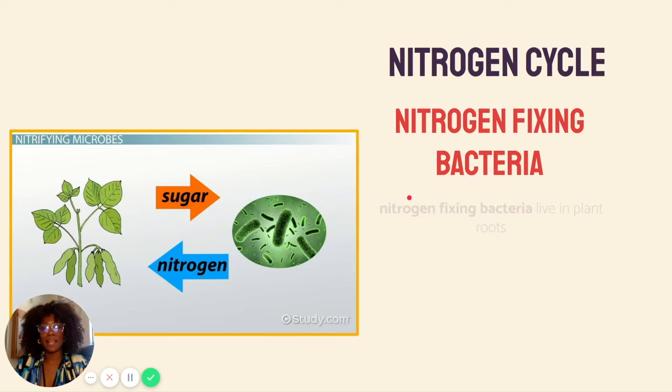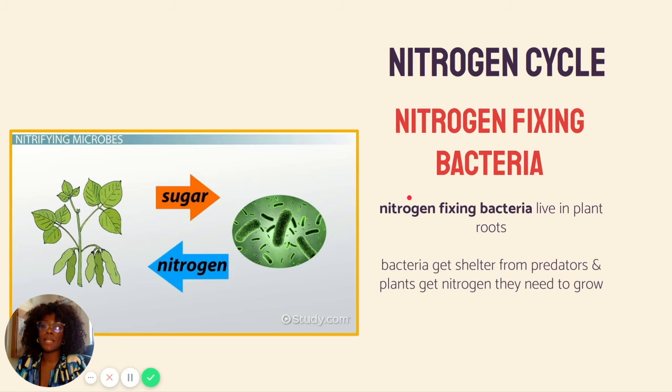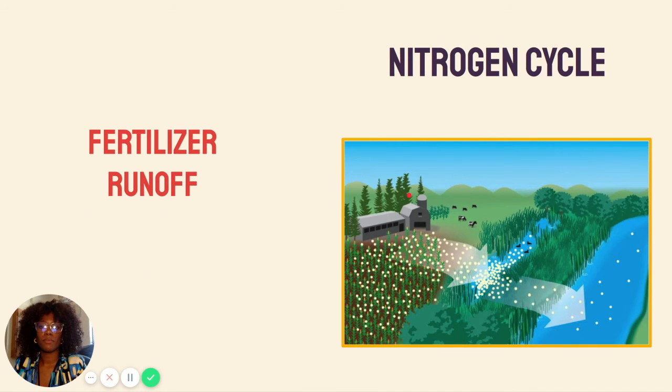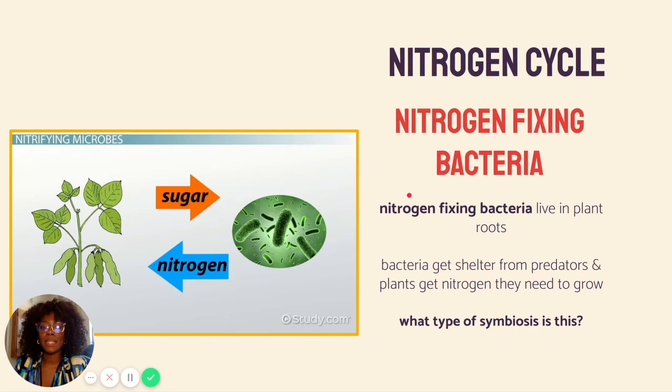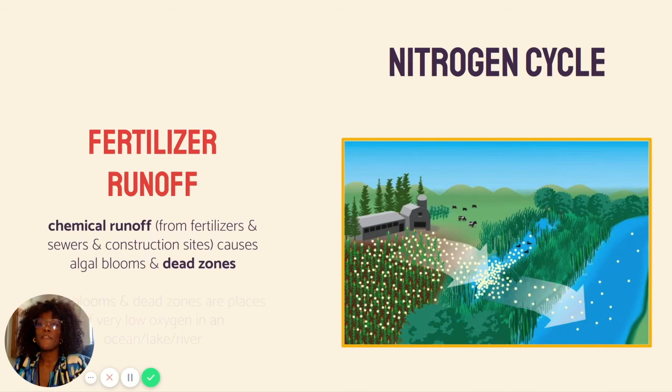Carbon and nitrogen cycles. So the nitrogen cycle, nitrogen-fixing bacteria. They live in plant roots. The bacteria gets shelter from predators and plants get nitrogen they need to grow. What type of symbiosis is this? Okay, that is mutualism.